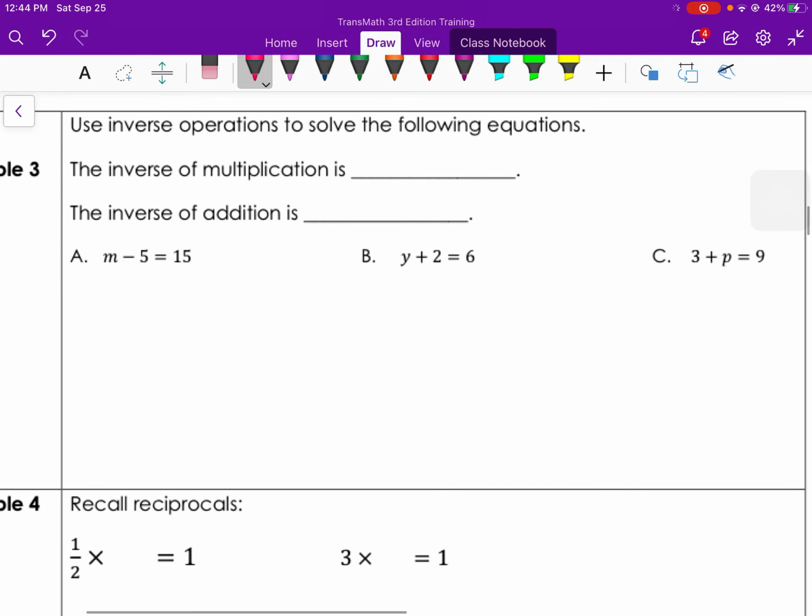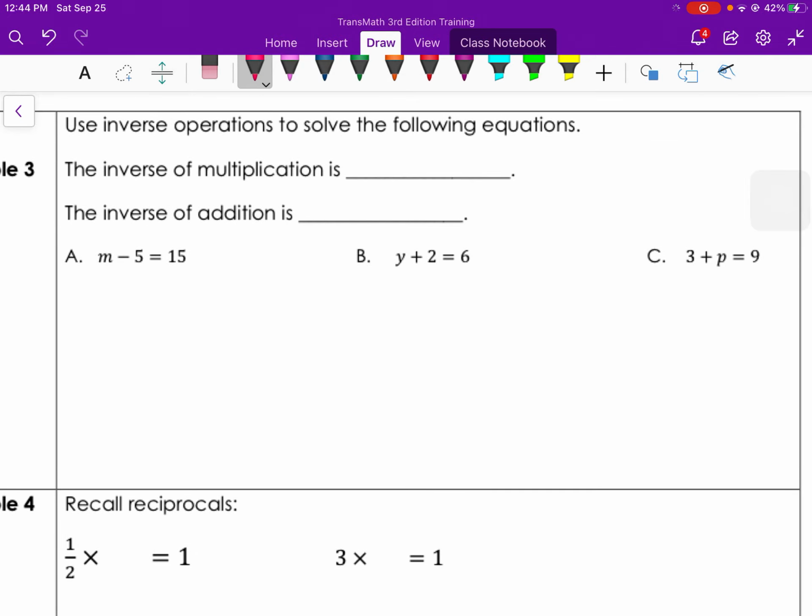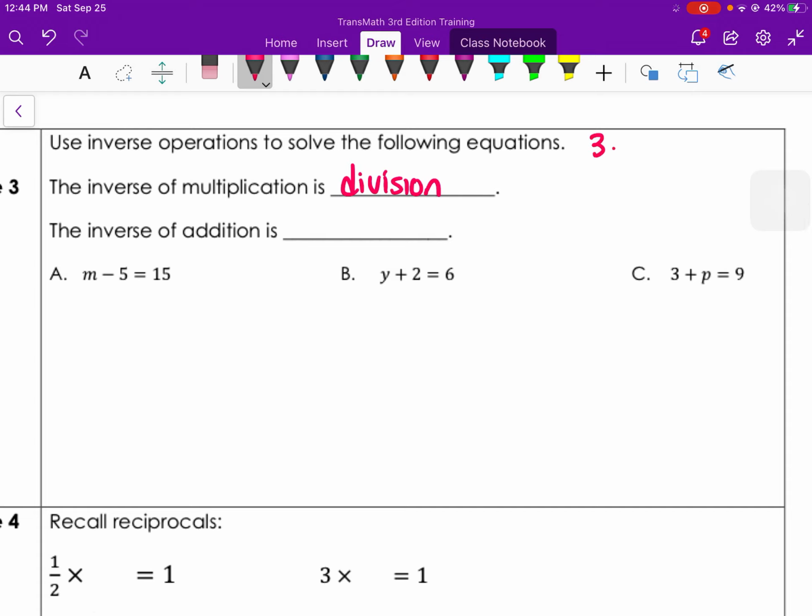All right, now we're going to start inverse operations. So just to begin with, the inverse of multiplication is division. So multiplication and division undo themselves. Like if you know that 3 times 4 equals 12, that means that 12 divided by 3 equals 4, or 12 divided by 4 equals 3. So you can undo multiplication with division.